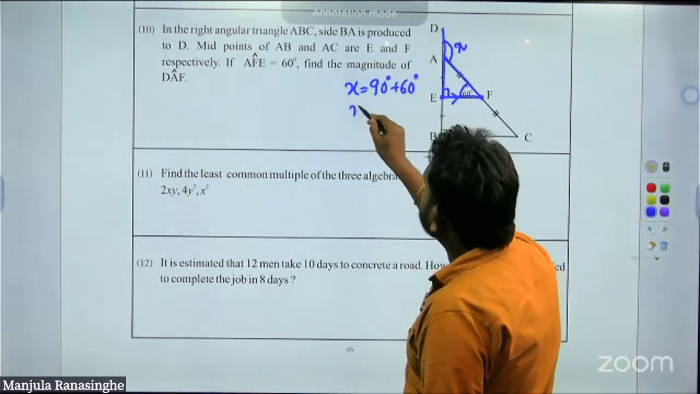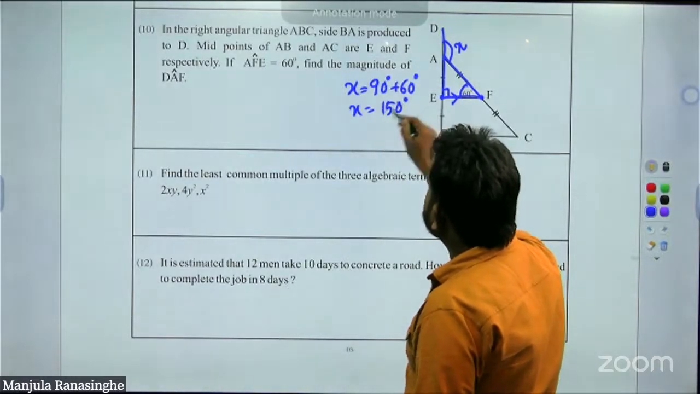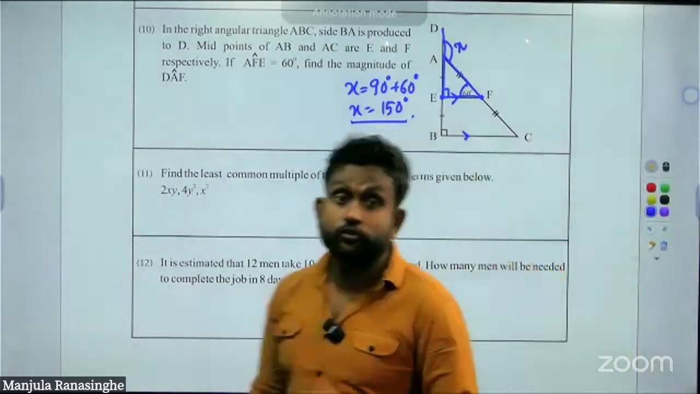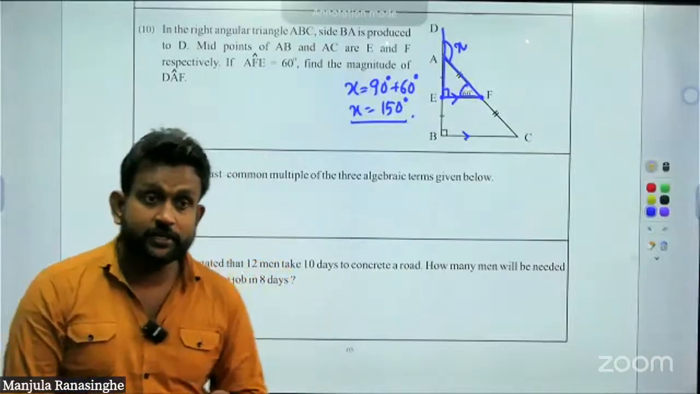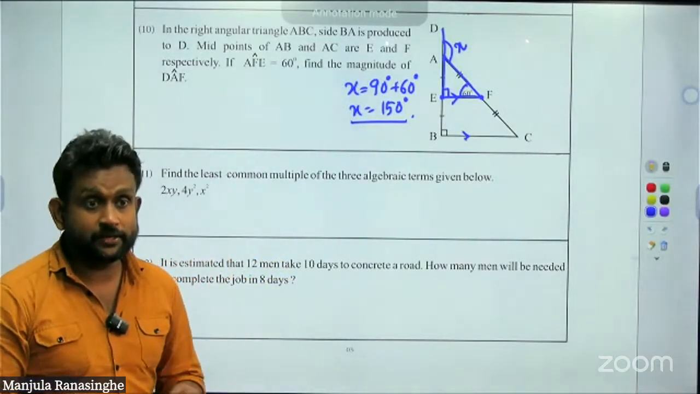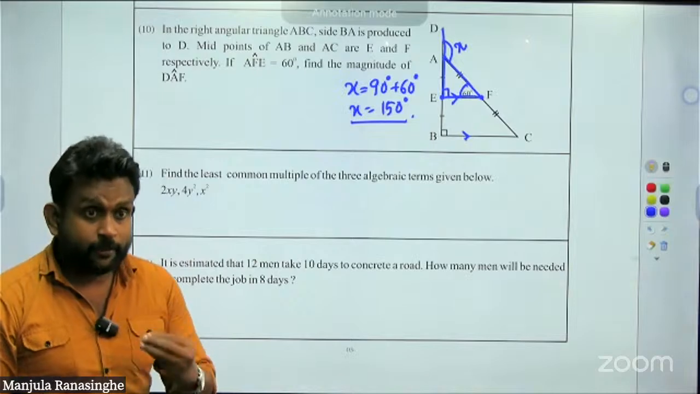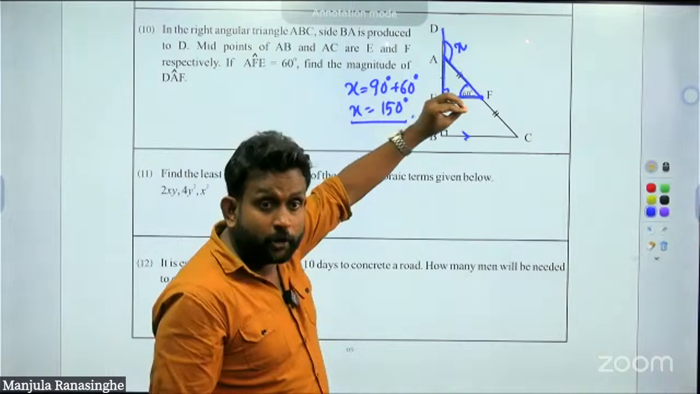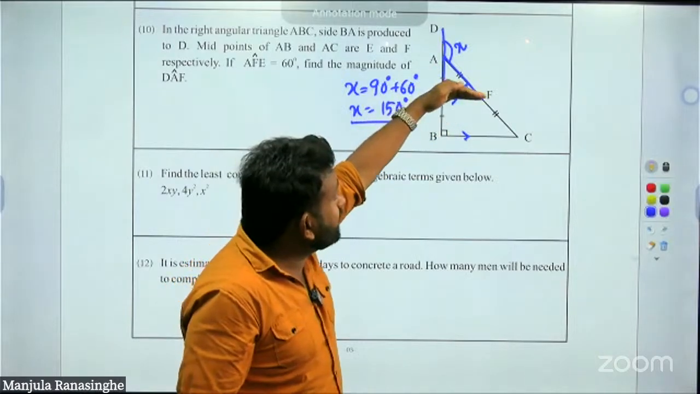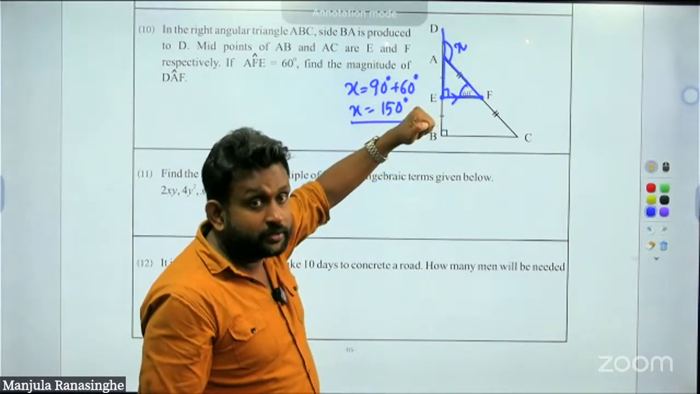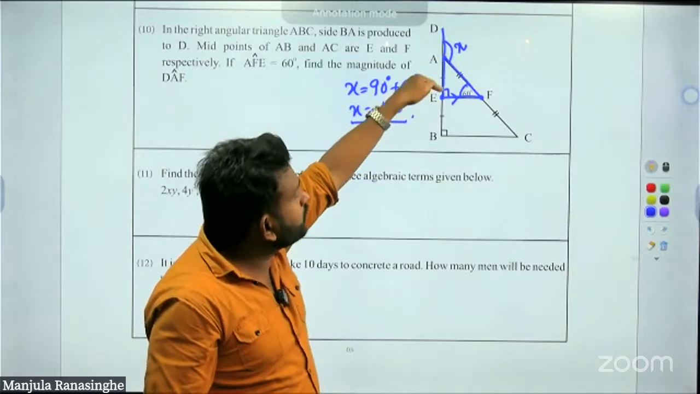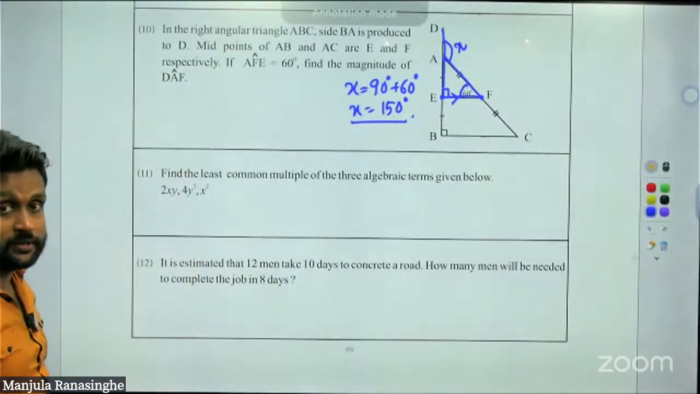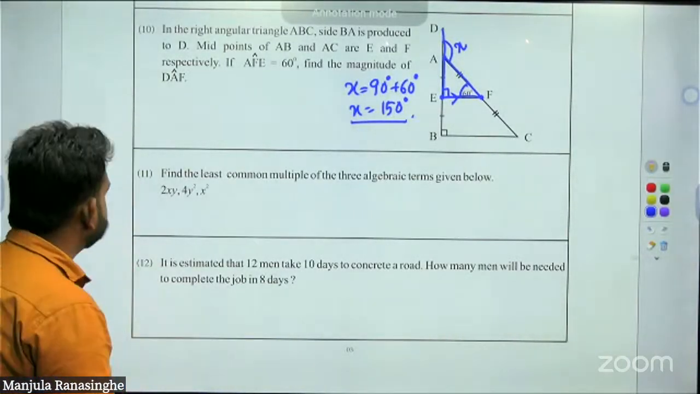Okay, then x becomes 150 degrees. The exterior angle equals the sum of the interior opposite angles. That's the exterior angle theorem. So what outcomes do you gain here? When two midpoints are connected, the midpoint theorem applies, and then EF is parallel to BC. Then through the parallel condition, you get these two angles equal as corresponding angles. Then you apply the exterior angle theorem onto that.